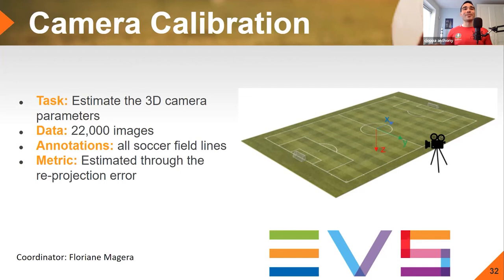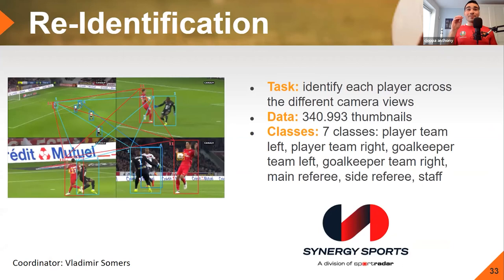Then we have re-identification. Here the task consists in linking the bounding boxes of the players across multiple views. This is a key component for advanced highlight solutions, for instance, such as customized videos that are focusing on a single player, or for developing better tools to support referees. The SoccerNet 3ID dataset is composed of 340,000 player thumbnails that are extracted from the frames that you've seen in SoccerNet V3. Here, once again, we don't take the class into account in the evaluation, but know that you have to detect the players, the goalkeeper, the referees, and the staff.